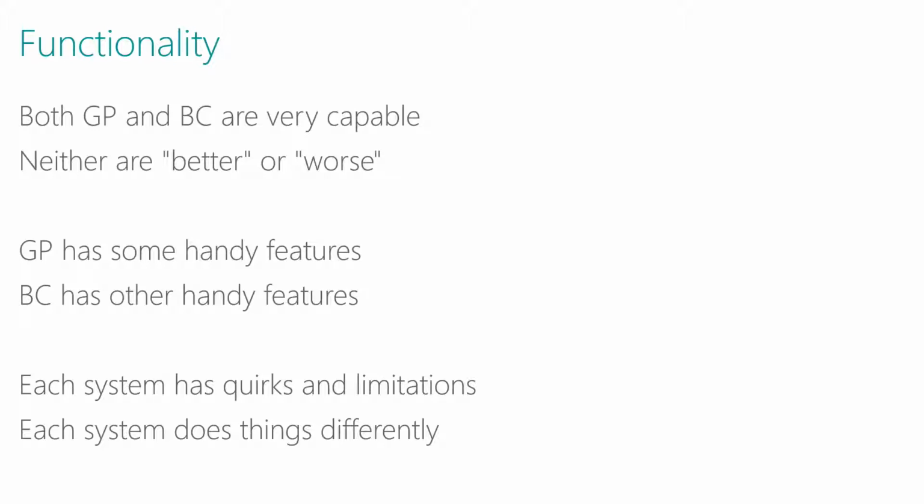In Dynamics GP, for instance, we have GL accounts and account segments, and we have a separate module called Analytical Accounting, or MDA. That's how it handles that type of functionality, whereas Business Central has dimensions. So it's a fundamental difference in design and architecture.